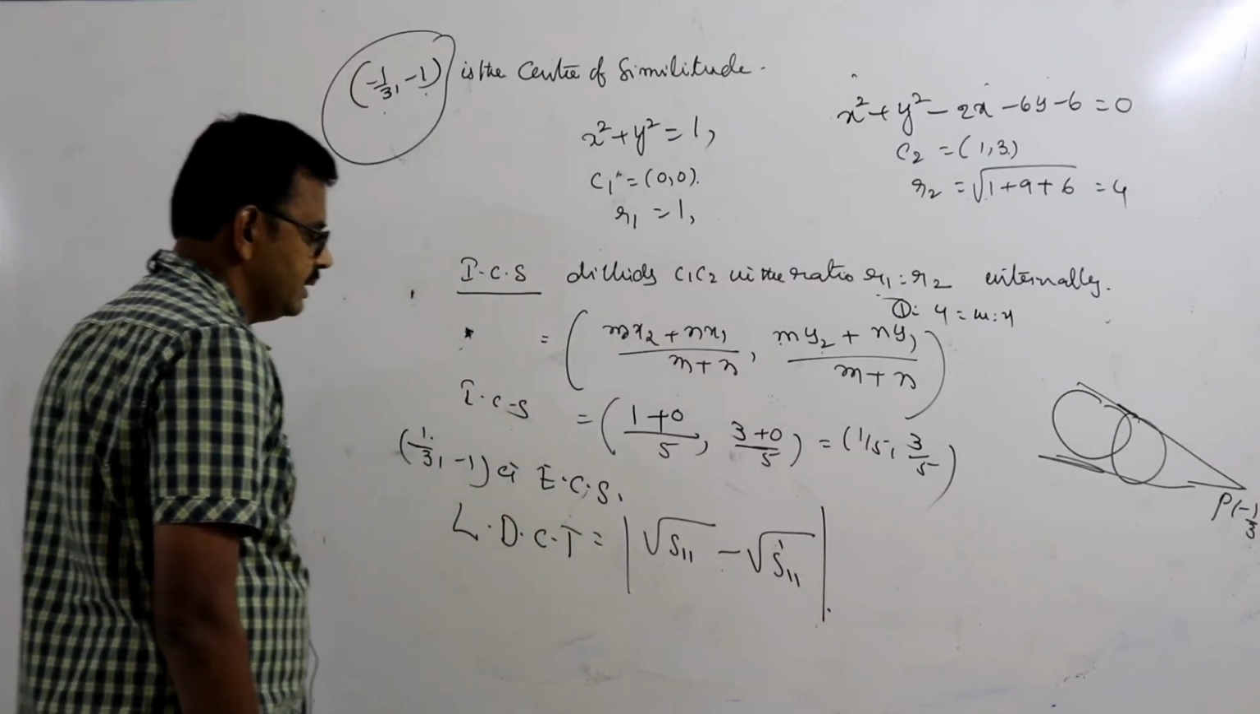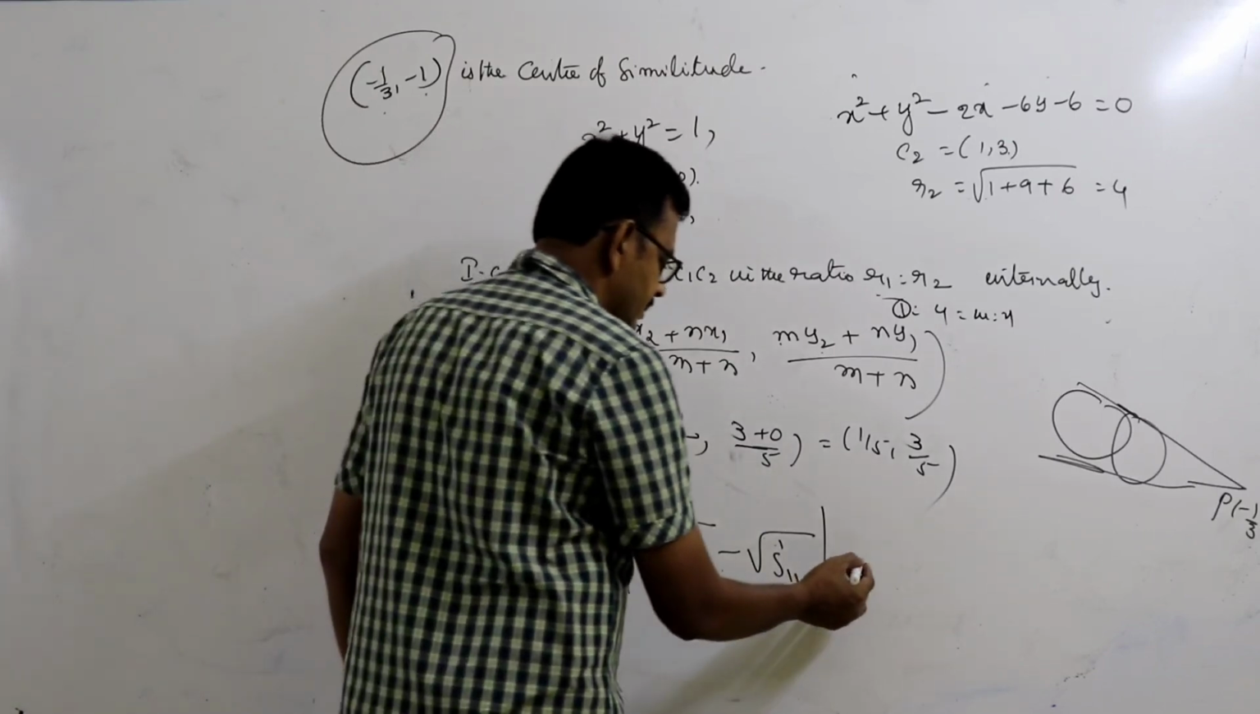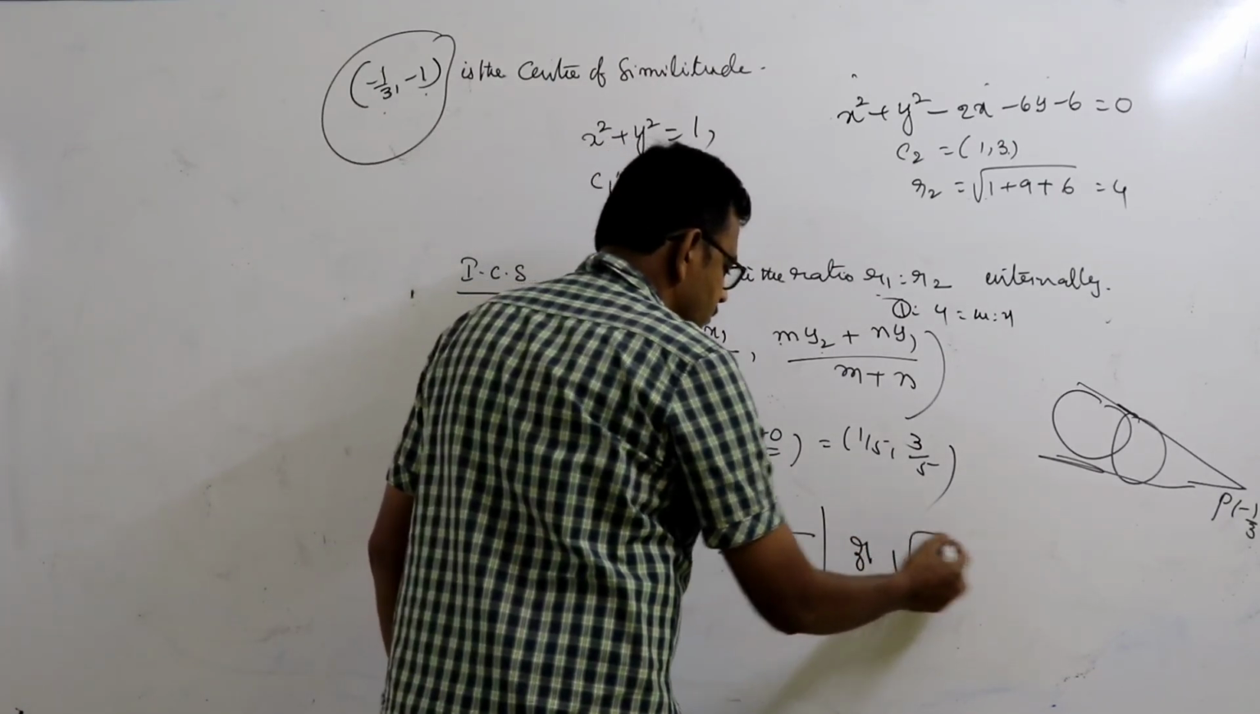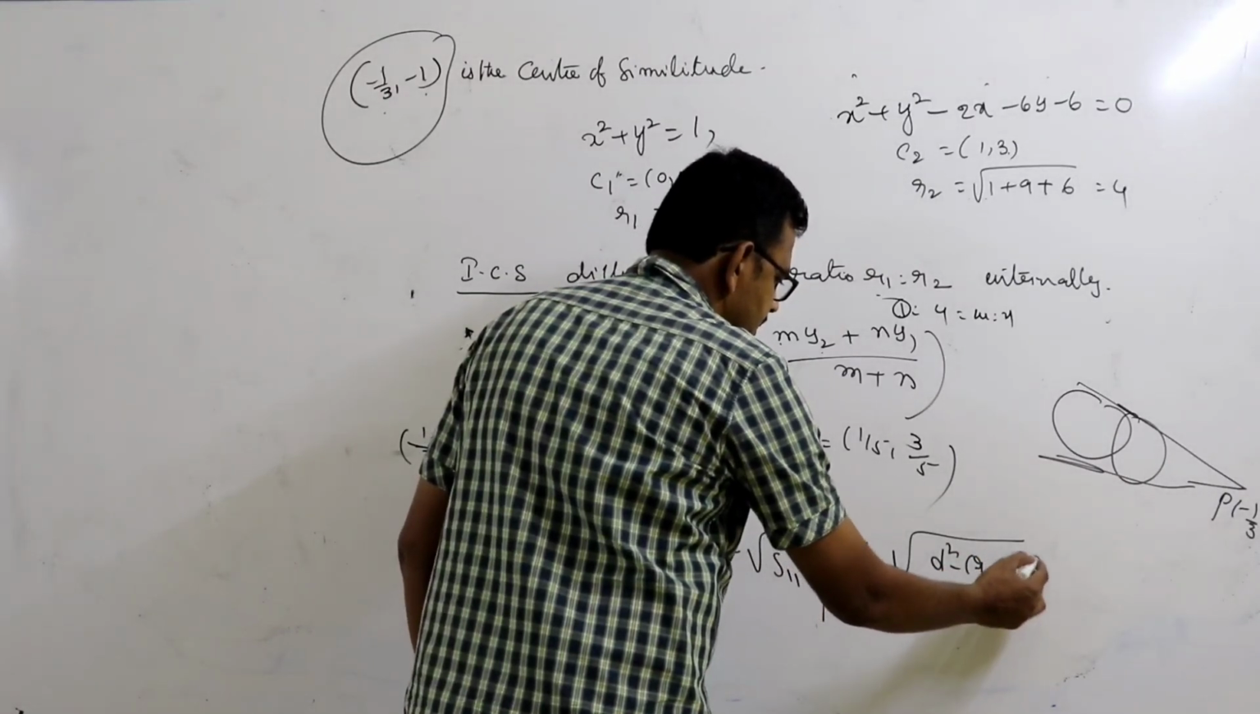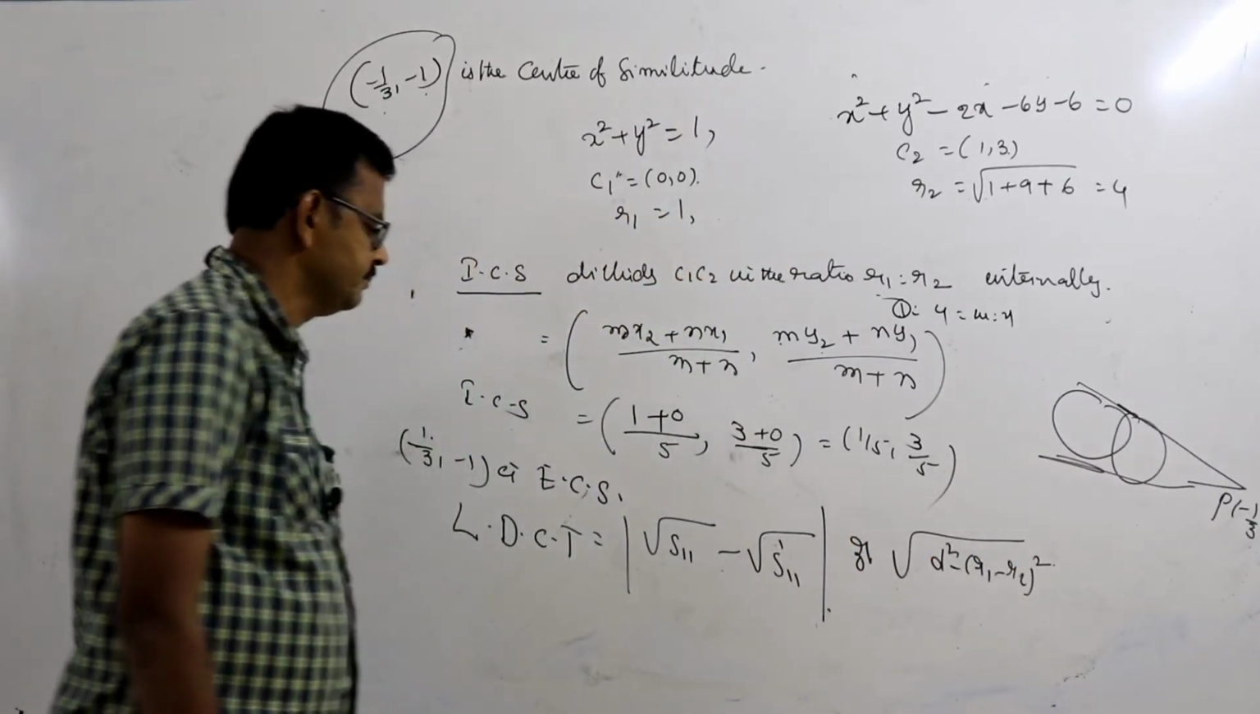S11 minus root of S dash 11. Length of direct common tangent, or you find root of d square minus R1 minus R2 whole square.